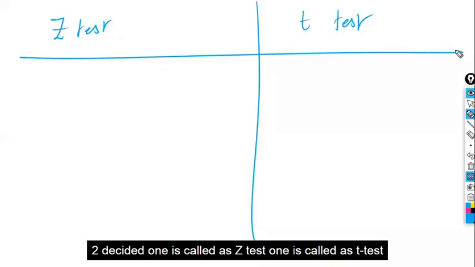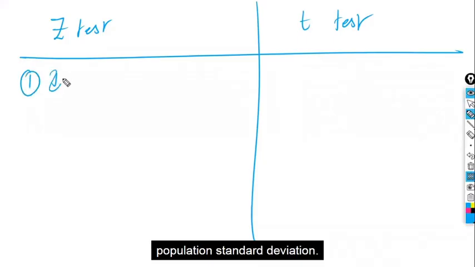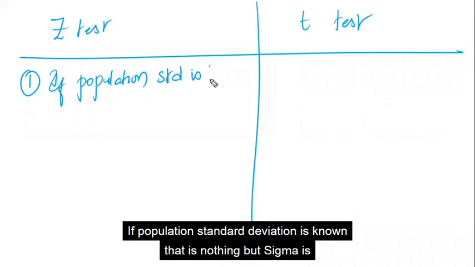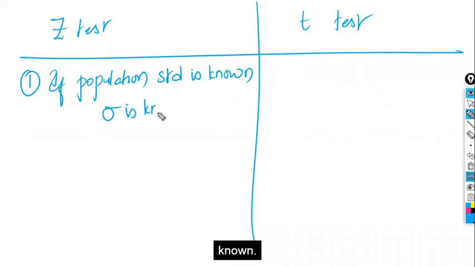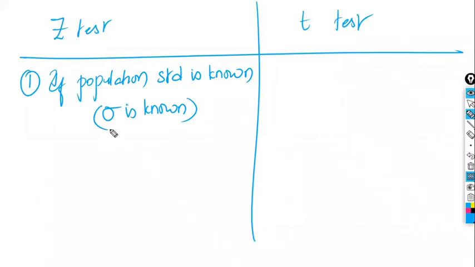Two tests are there. One is called the Z test, and one is called the T test. When do we apply the Z test? If the population standard deviation is known, that is, sigma is known, then go with the Z test.